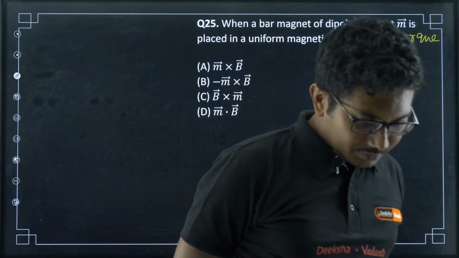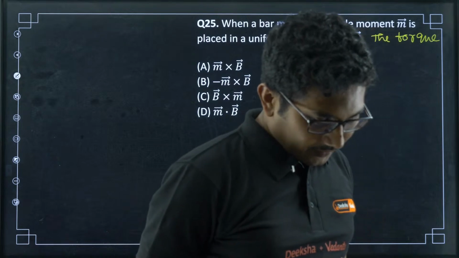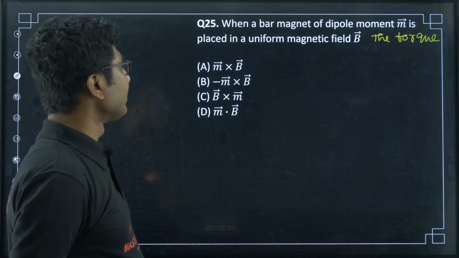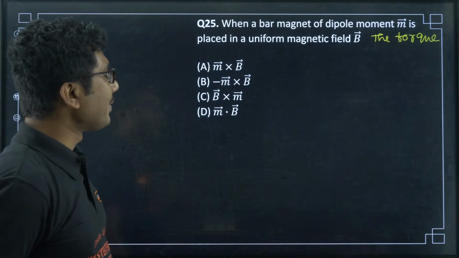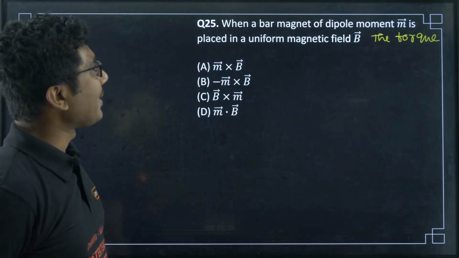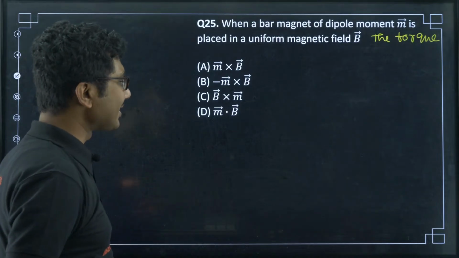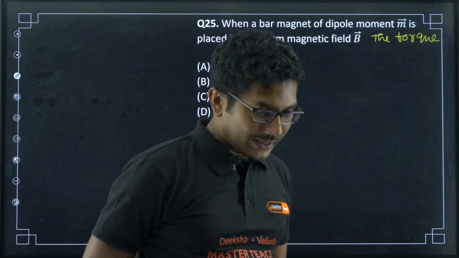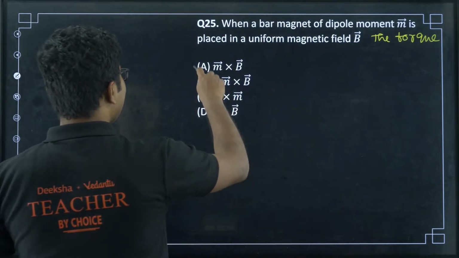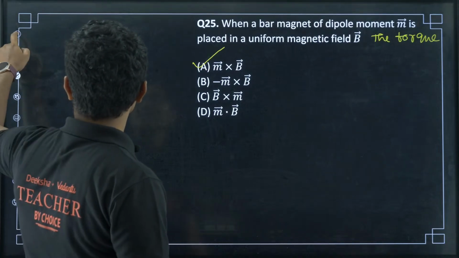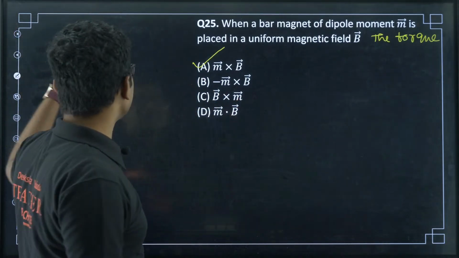Hi Lakshmi, yes, correct answer. So now the question: when the bar magnet of dipole moment M is placed in a uniform magnetic field B, the torque... I have already told this answer once or twice. 25A, yes, 25A is the correct answer, M cross B. So 25A is an easy question, I have mentioned it at least twice during today's lecture.